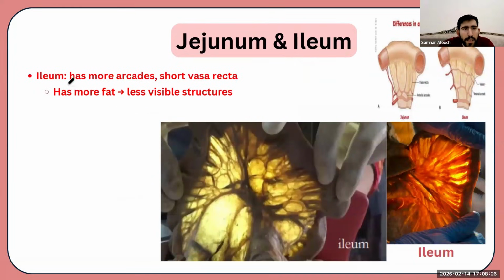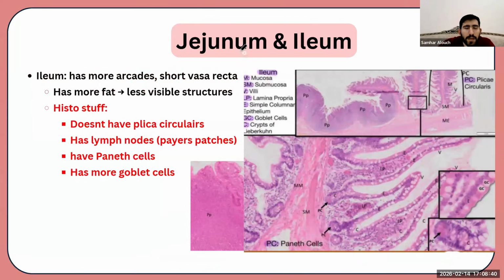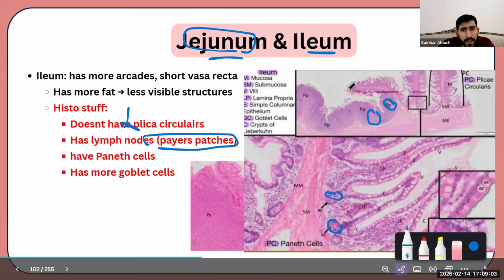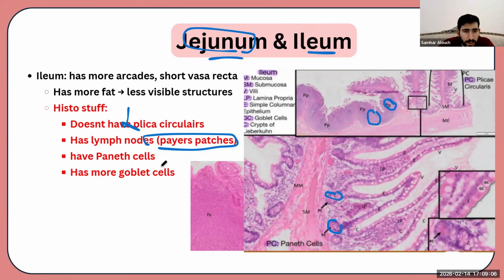Now let's talk about ileum. Ileum has more arcades. As you can see here, many arcades, and then a very short vasa recta. And it has more fat, so the picture is kind of less visible. In terms of histology, it's the same as jejunum, except for two things. It doesn't have plica circularis. However, it has Peyer's patch, which is like here, a patch. It's a lymph node patch in the mucosa. So that's ileum. Ileum is the same as jejunum. It has Paneth cells, as you can see here, but it doesn't have plica circularis. However, it has Peyer's patch.